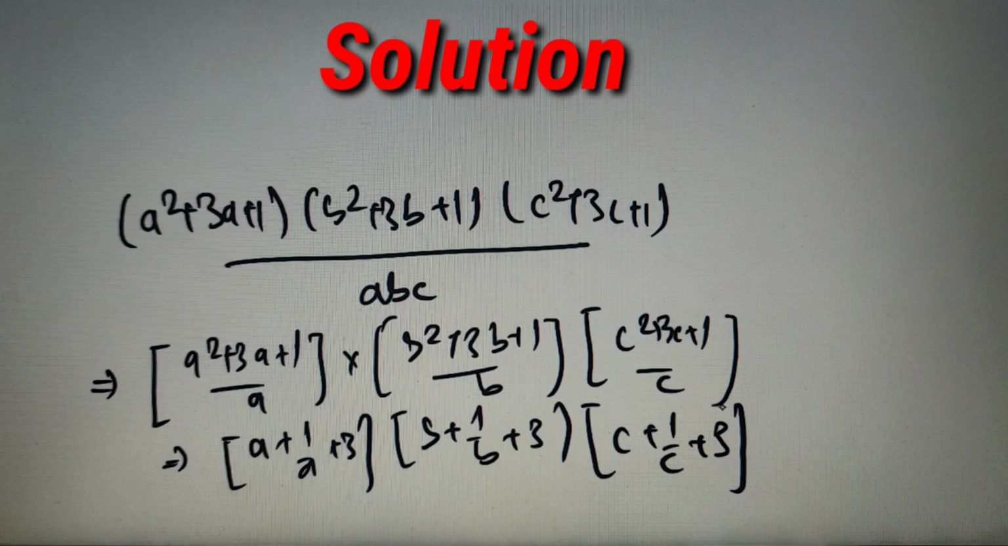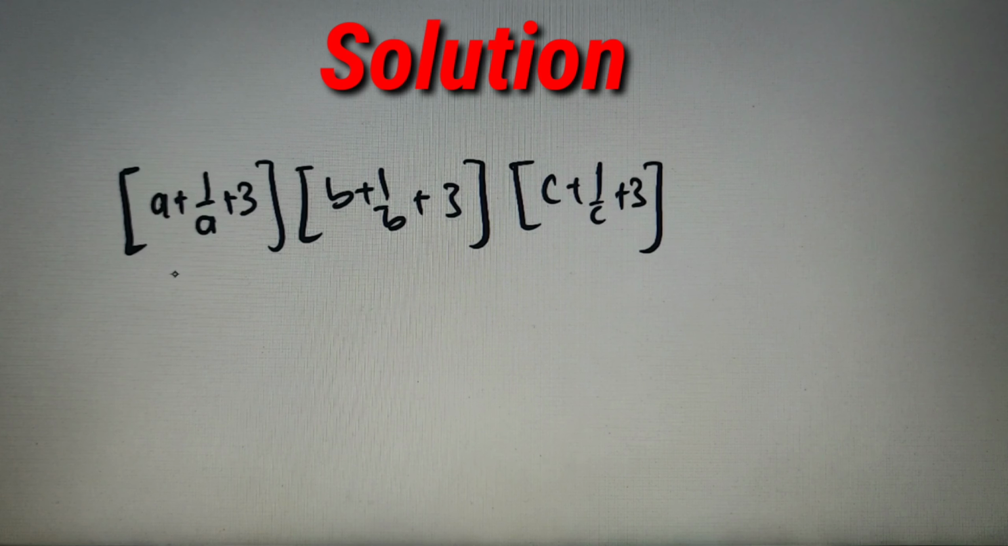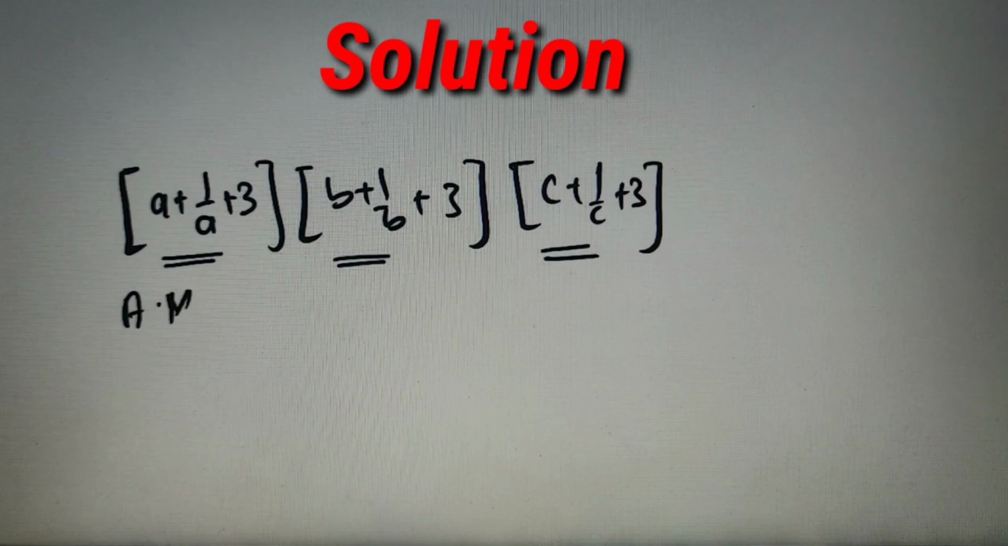So this is the step that we have got, and now we have to find the minimum possible value of this. So let's proceed with our solution. Now to find out the minimum value, we have to first find the minimum value of a + 1/a, b + 1/b and c + 1/c. To do this, we can use the property that AM of two numbers is always greater than or equal to geometric mean of those two numbers.